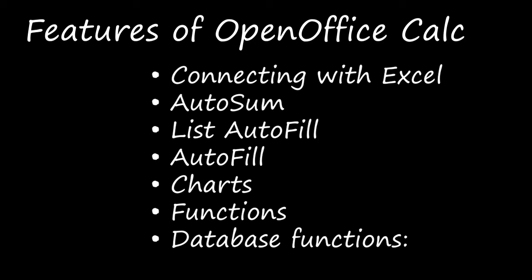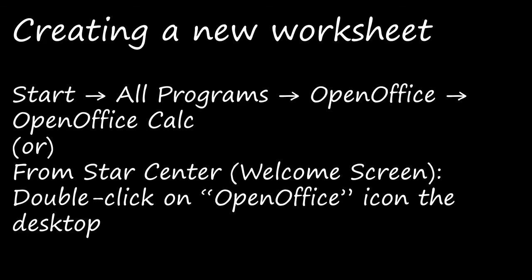And the next one is database functions. That means to arrange, store or filter the data. Here we can arrange the data in ascending order or descending order, or in some other ways also. That is database functions. So the main features of this OpenOffice Calc are connecting with Excel, auto sum, list autofill, charts, functions, and database functions. Now we are going to see about creating a new worksheet.